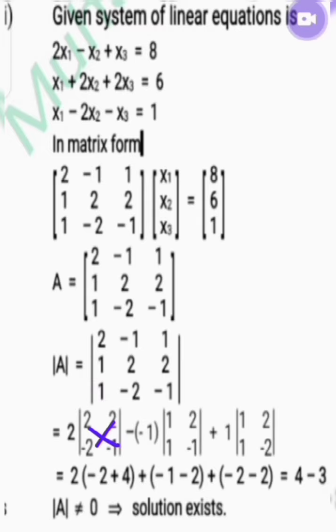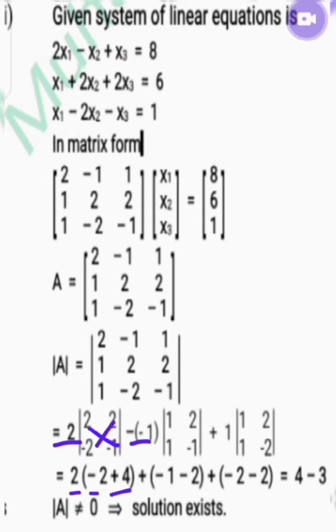2 will multiply by minus 1, minus 2. If we multiply 2 with minus 2, we will get minus 4, and the minus sign is between the cross product, so we will get positive 4. The number 2 is outside the 2 cross 2 determinant, and will be the same outside the bracket.